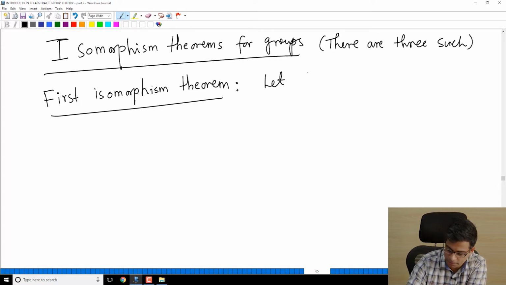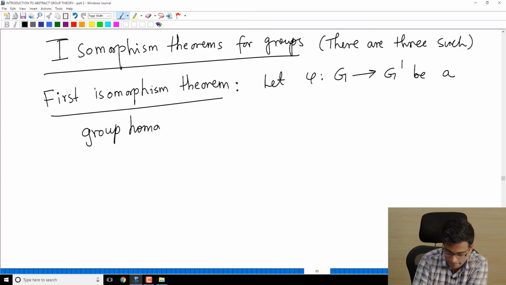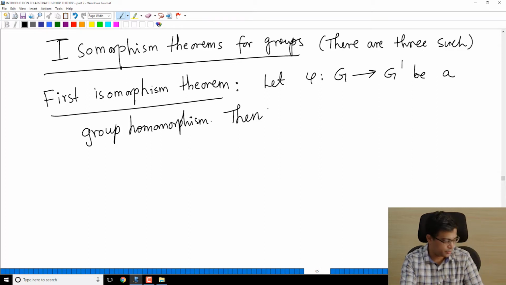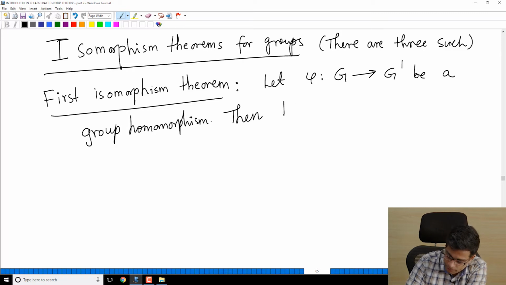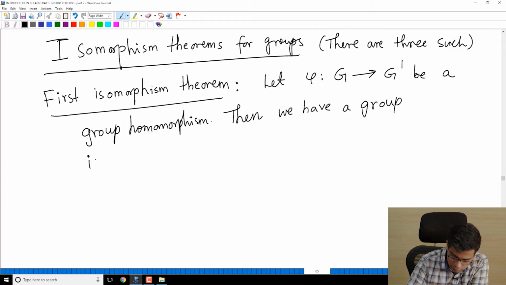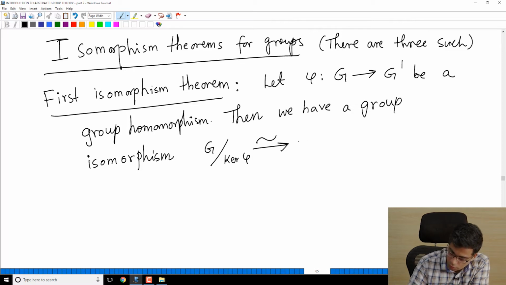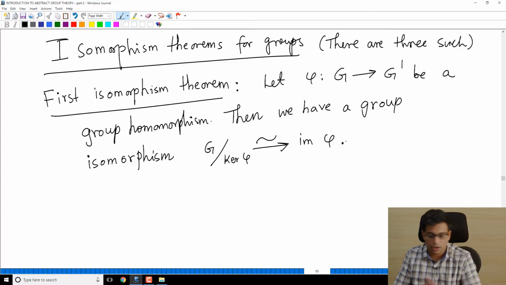Let phi from G to G prime be a group homomorphism. The first isomorphism theorem says that in this situation we have the following. Then we have a group isomorphism from G mod kernel of phi to image of phi. That's what the first isomorphism theorem says.